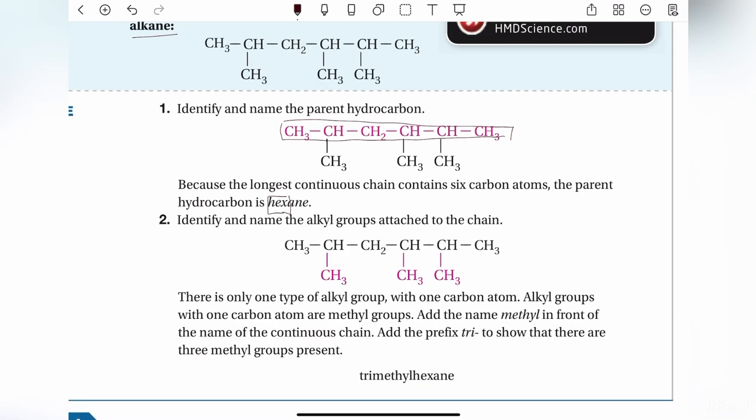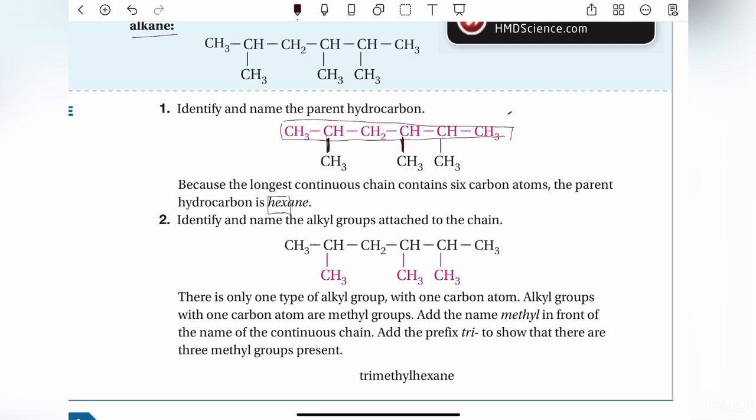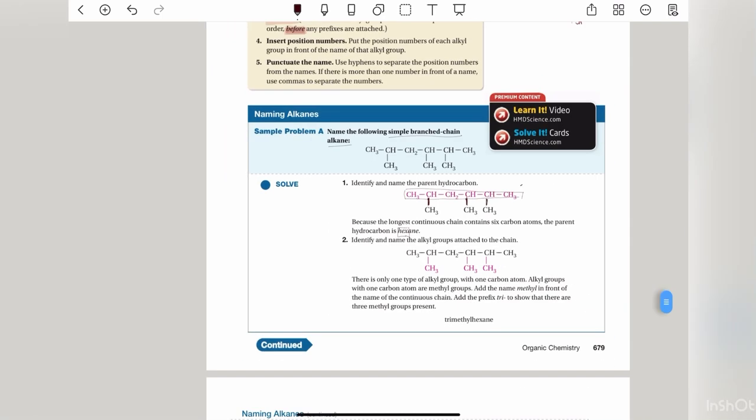We have 3 branches here, 1, 2, and 3. And there's only one type of alkyl group with 1 carbon atom, so they're all methyl groups. Alkyl groups with 1 carbon atom are methyl groups, so we add the name methyl in front of the name of the continuous chain. It would be methylhexane, and then when we add the prefix tri to show that there are 3 methyl groups present, it becomes trimethylhexane.